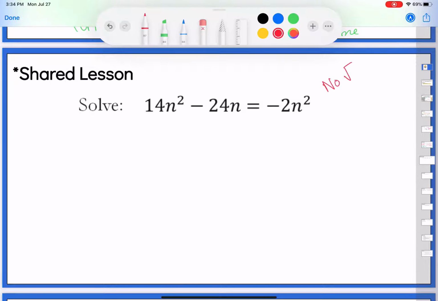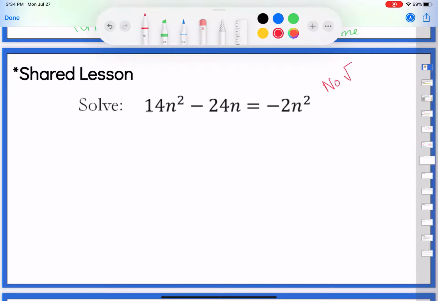So to get this one equal to 0, I need to actually move this negative 2n squared to the other side. So I'm going to add 2n squared. I'm going to add 2n squared. Those are going to cancel. So I get 16n squared minus 24n equals 0.